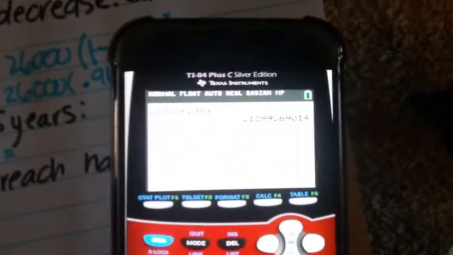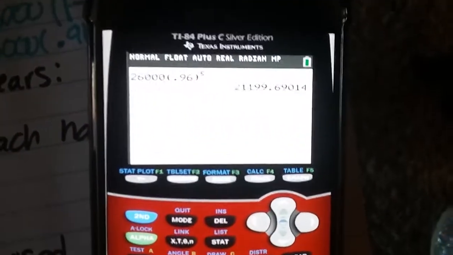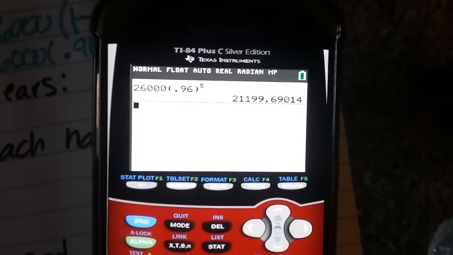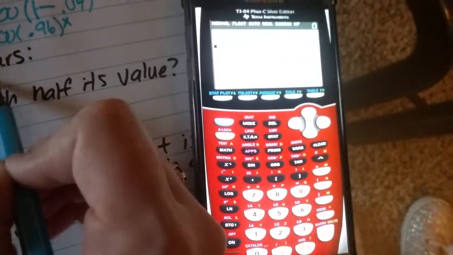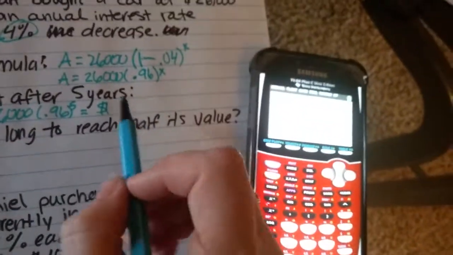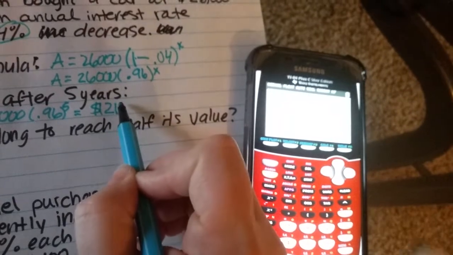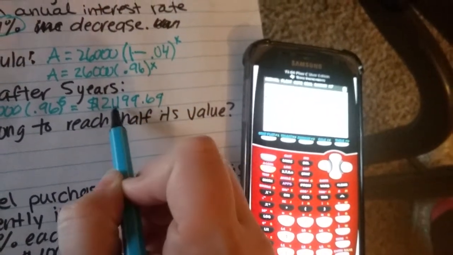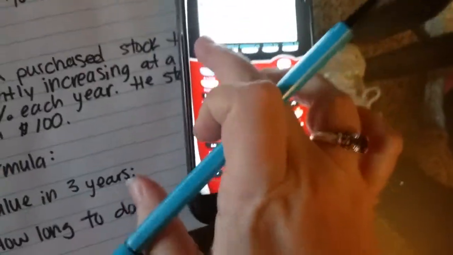Let's see if I can get it to show. There we go. It's about $21,199.69. Remember, you could also plug it in to our y equals function.